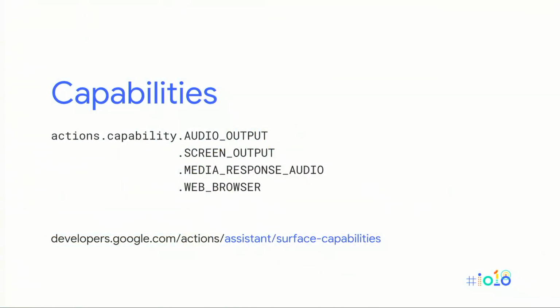So instead of thinking, if Google Home do this, else if Smart Display do that, think about what capabilities the surface that the user is interacting with you on have. Does it have a screen? Can it output audio? The capabilities of the device are reported to you in every webhook call, so you get to know what this is on every conversation turn. And here's a sample list of capabilities that we support, and you can learn more at the link.